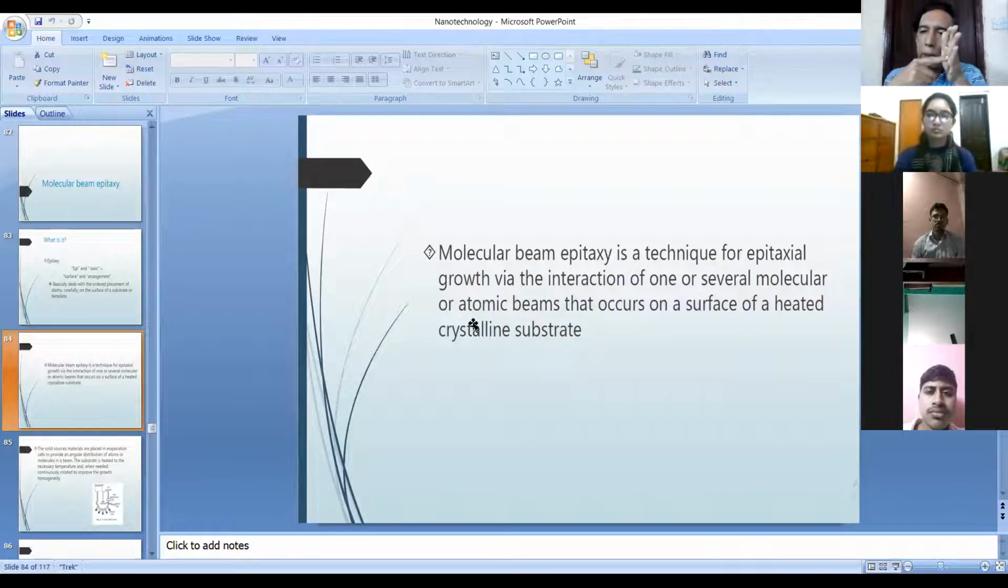One oxygen beam attaches here, and another hydrogen beam attaches here, and they interact here in the substrate. So molecular beam epitaxy is a technique for epitaxial growth, that means crystalline growth, via interaction of one or several molecular or atomic beams that occurs on a surface of heated crystalline substrate. Your substrate must be heated.